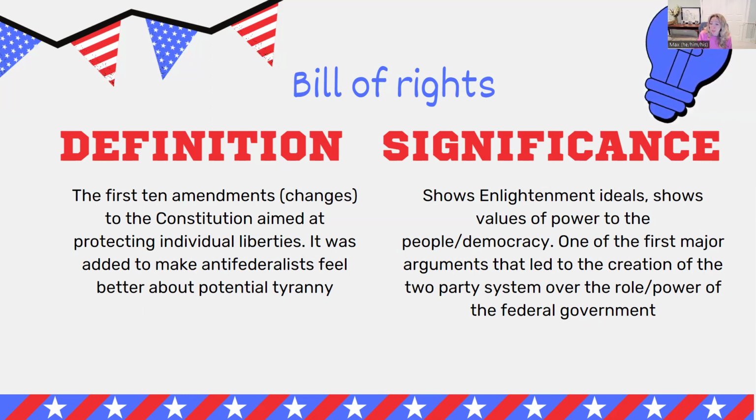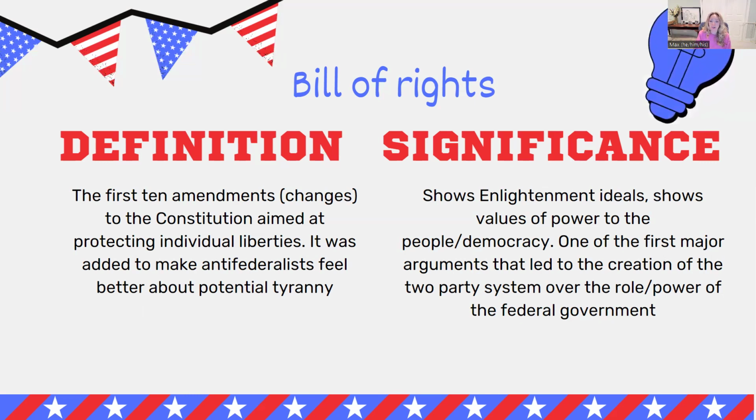They probably would have preferred keeping the Articles of Confederation as is, because they're so scared about potential tyranny. They're like, you know what? Why can't it just be left up to the people and the states? But this gives them a little bit more peace of mind knowing that there are some built-in protections.